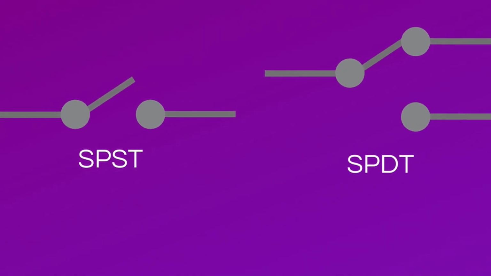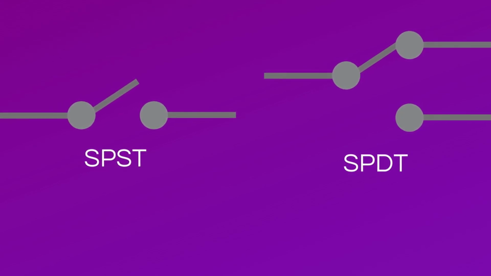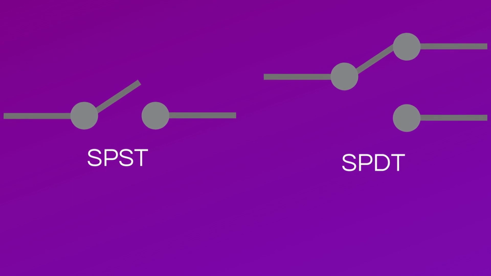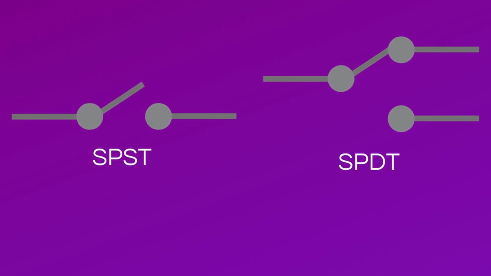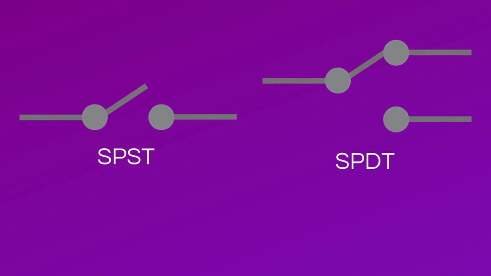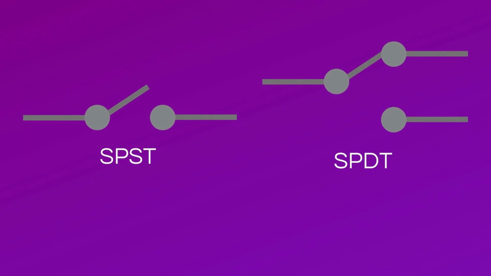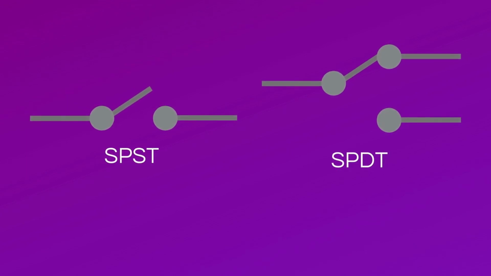The first one we'll look at is the single pole single throw switch. This switch is designed to create an open or closed configuration in the circuit. Then we have the single pole double throw switch that diverts current from one circuit to another, or both if there is a center-off position installed in the switch.